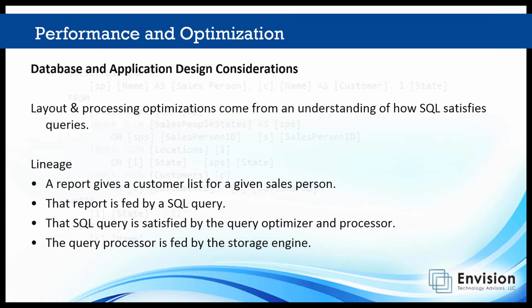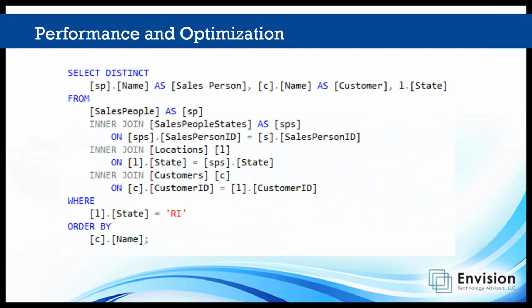So if you just take a look at this example, this is a SQL statement. Anybody that's seen them knows what these look like. So this is basically going to grab the salesperson name, customer name, and state, and it's going to use this structure where it has salespeople, then it has a table that it knows which salesperson is assigned to which state, and then it has a table of locations, and it knows which location belongs to which customer, etc. And then it's going to get it for a state and then order it by name.